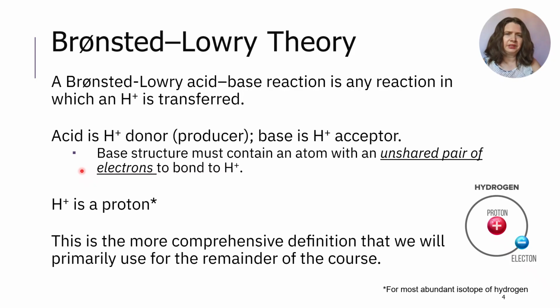Why is an H+ ion called a proton? A neutral hydrogen atom contains one proton and one electron. When a hydrogen loses its only electron, all that remains in its nucleus is a single proton. Therefore, for the most common isotope of hydrogen, an H+ ion is simply a proton.